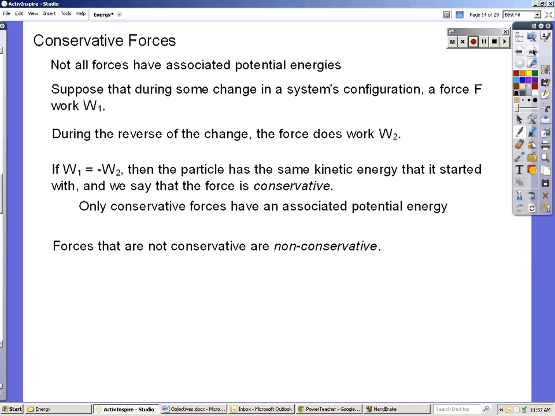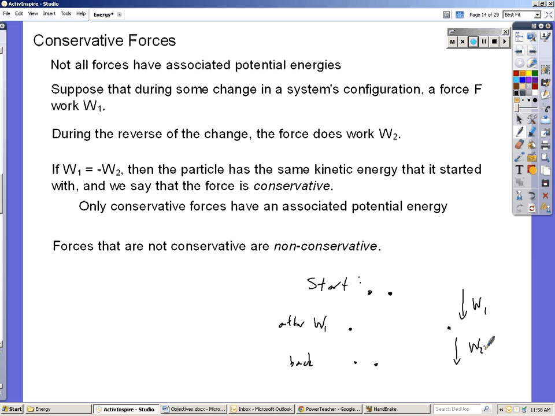So the two particles are close together. After the force does work W1, they're far apart. And then they move closer together. So the work to go from here to here is W1. The work to go back to the initial configuration is W2.